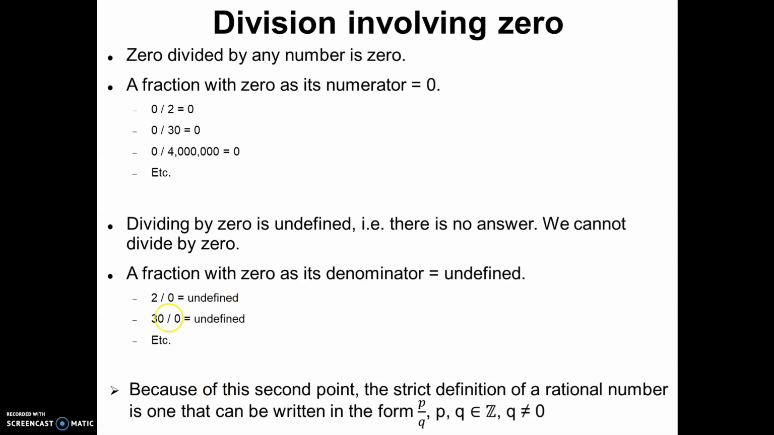Because you cannot divide by 0, you cannot write a fraction with 0 on the bottom. The strict definition of a rational number is one that can be written in the form P over Q, so it can be written as a fraction. P and Q are integers, but Q is not equal to 0. So Q, the number on the bottom, cannot be 0. That's just a little point on division by 0, and it gives us this little bit at the end of our definition of rational numbers.